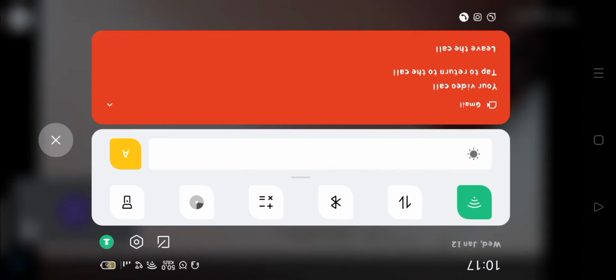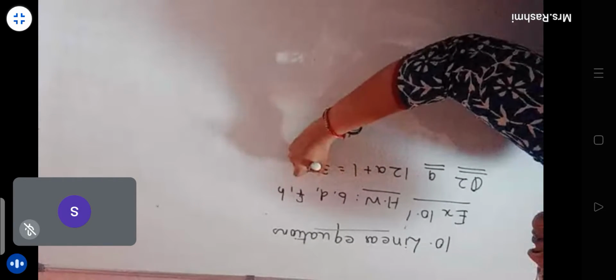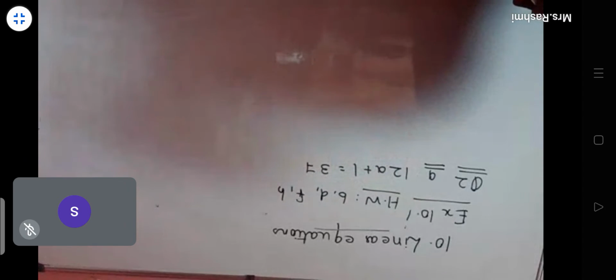So question number 2A says 12A plus 1 is equal to 37. This is our question. Ma'am, it is the same in all books also. Yes, ma'am, it is the same.